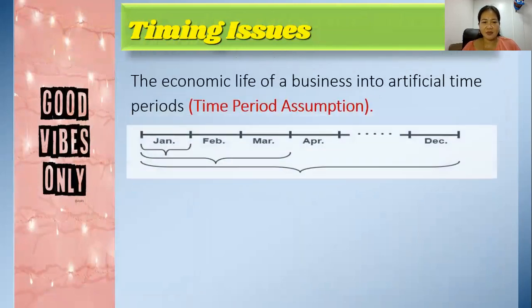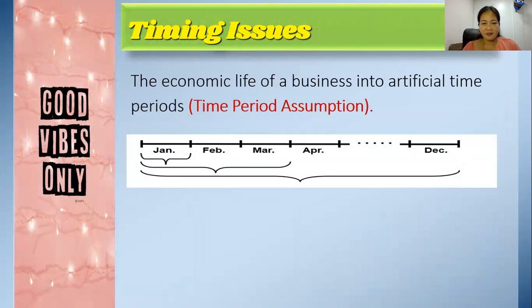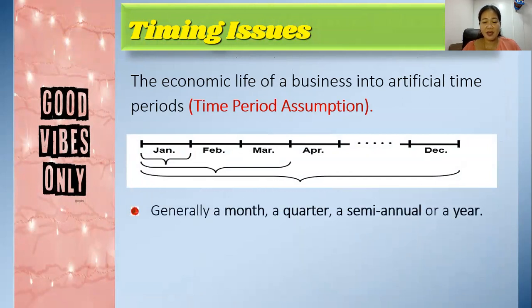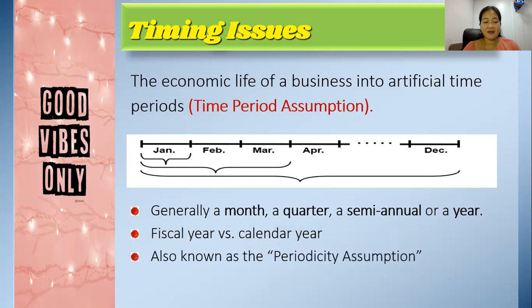The time period assumption subdivided the economic life of a business into artificial time periods. And this can be a month, a quarter, a semi-annual, or a year. It also classifies the annual accounting period into fiscal year and calendar year. The time period assumption is also known as periodicity assumption.